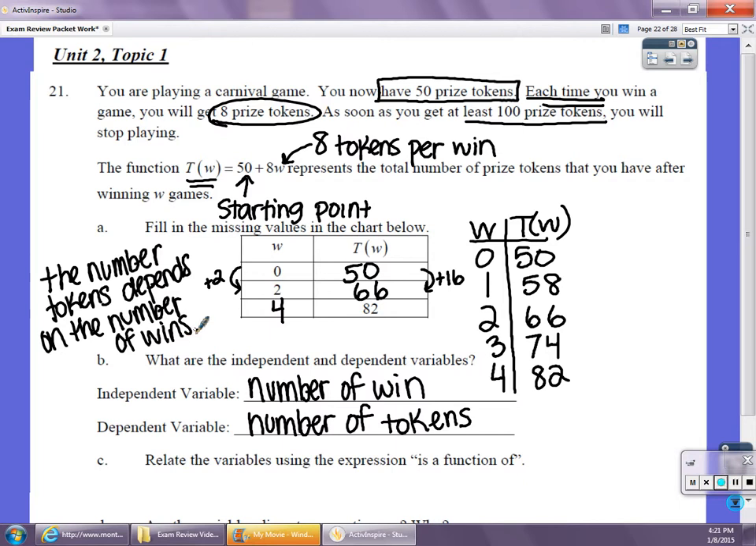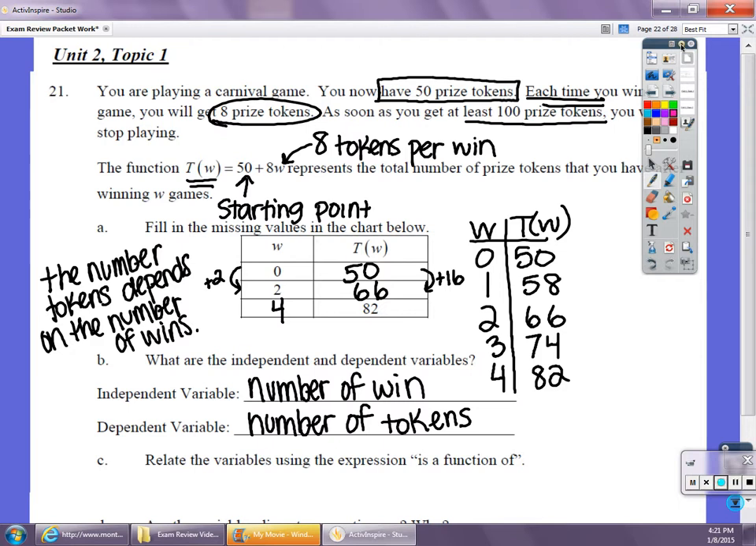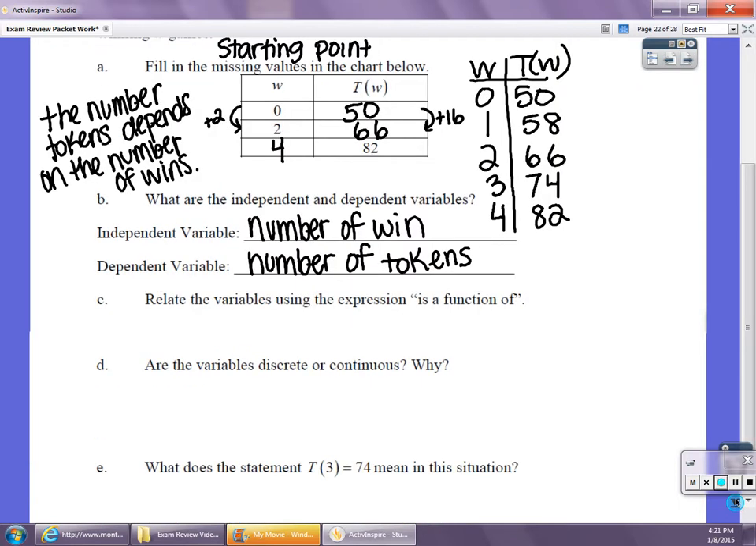All right, scrolling down to part C. Change my color here. Black is a little boring. Spice it up. All right, part C, relate the variables using the expression is a function of. If you remember from question 20, we can actually replace that depends on with is a function of.